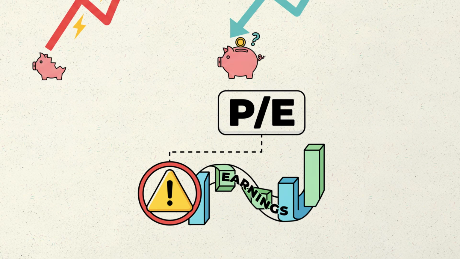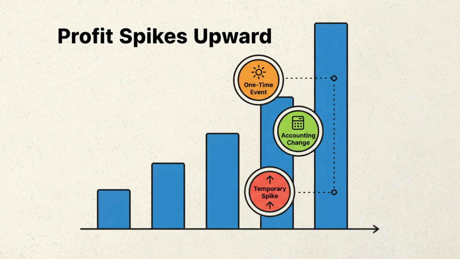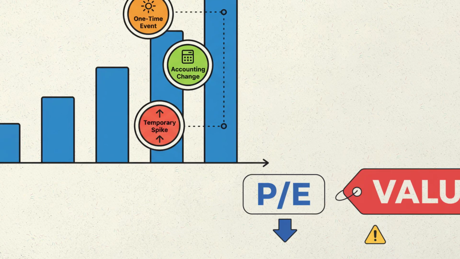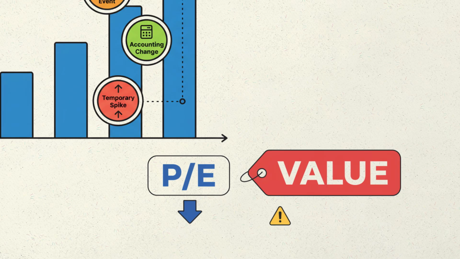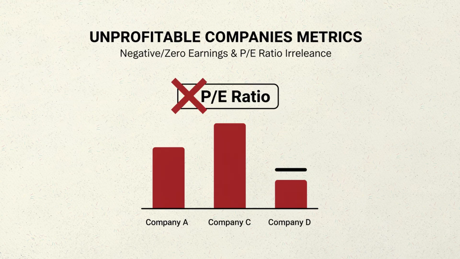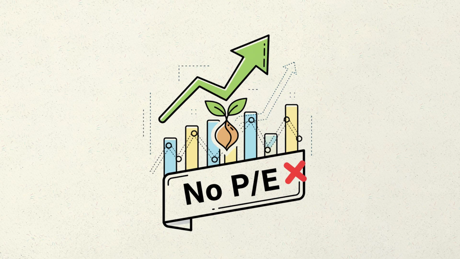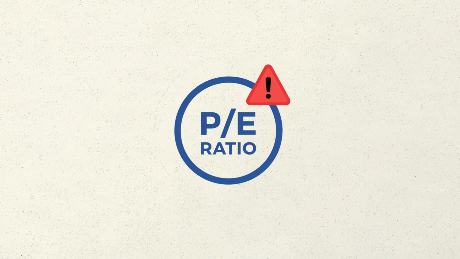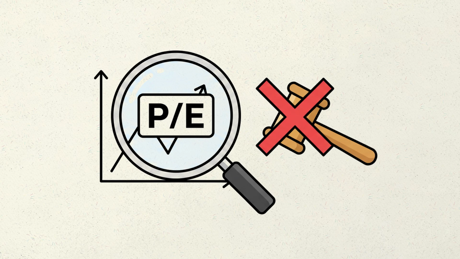P/E can also be misleading when earnings are distorted. One-time events, accounting changes, or temporary spikes in profits can make earnings look better than they really are, lowering the P/E and giving a false sense of value. And if a company isn't profitable at all, the P/E ratio becomes useless, which is why it doesn't work for many early-stage growth companies. This is why the P/E ratio should never be used alone. It's a lens, not a verdict.